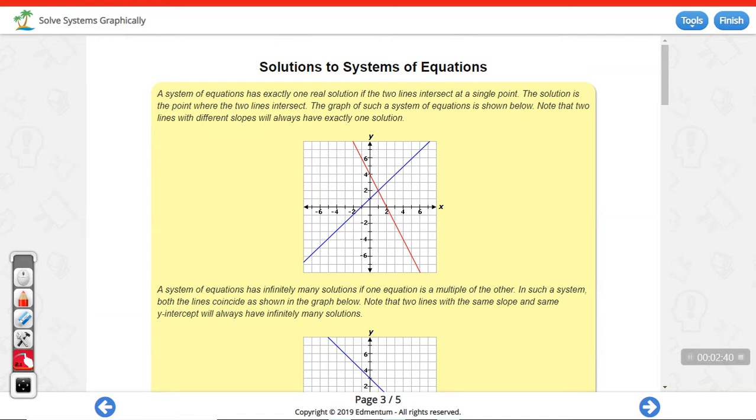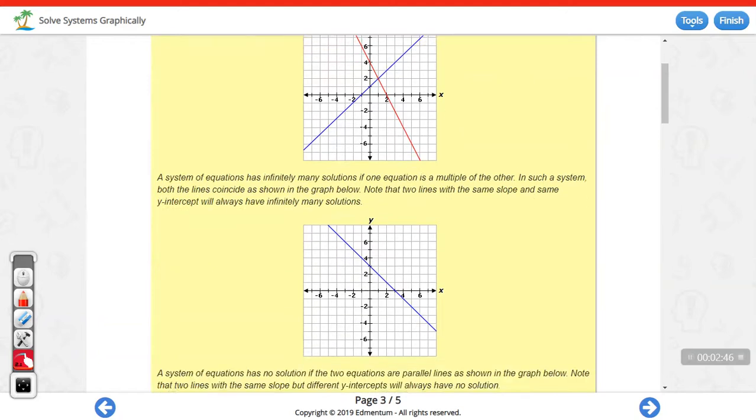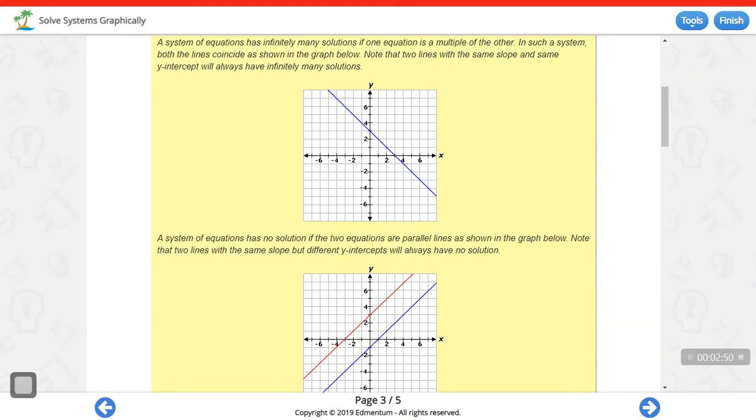There are two special cases with solving systems. Just like solving linear equations, we came up with no solution in all real numbers. The same can happen with a system. A system of equations has infinitely many solutions, or all real numbers, if the one equation is a multiple of the other. In such a system, both the lines coincide as shown below on the graph.